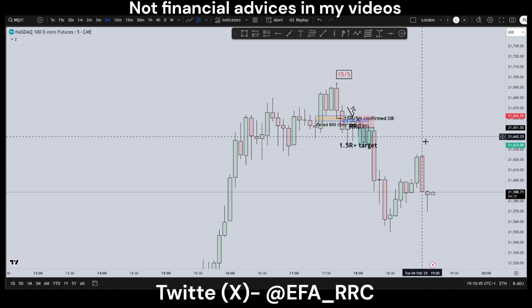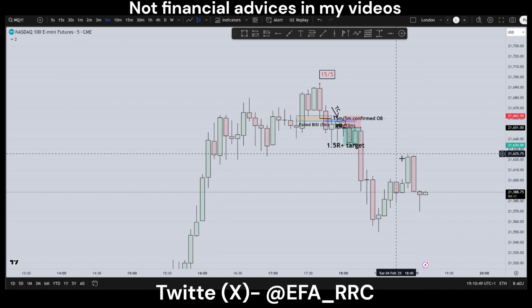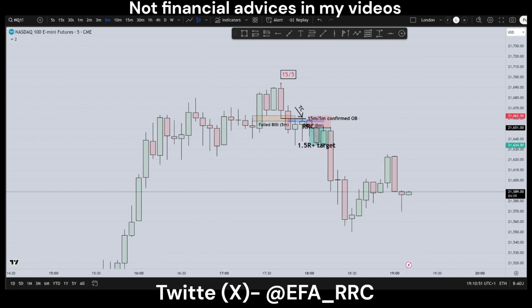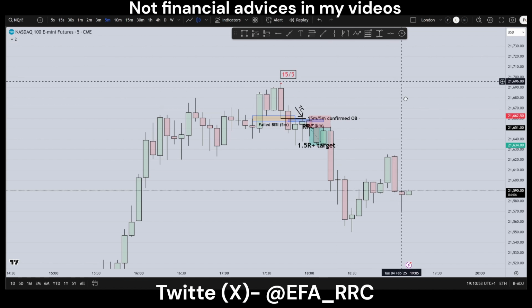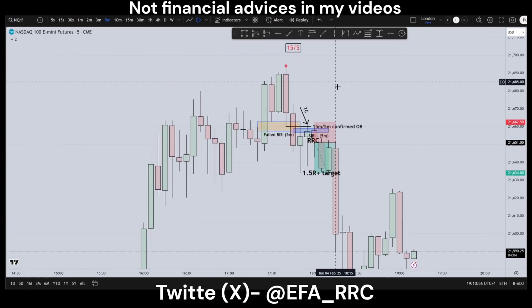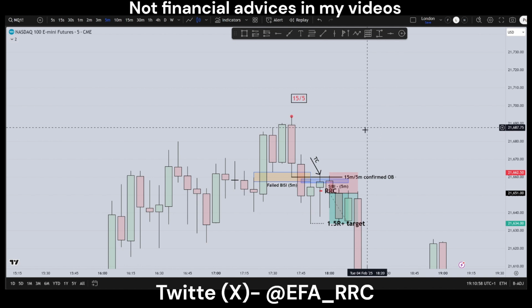Today is 4th February 2025. It was Tuesday, the New York session, and this trade I took based on, as always, the RRC entry model, which is my main entry model.